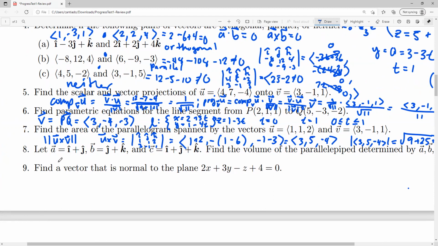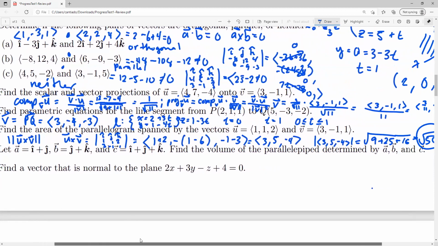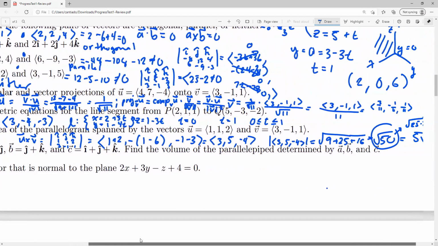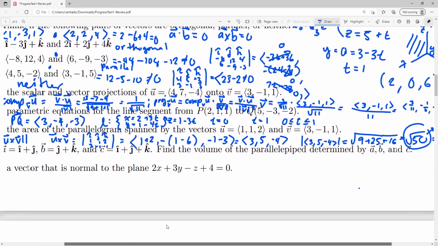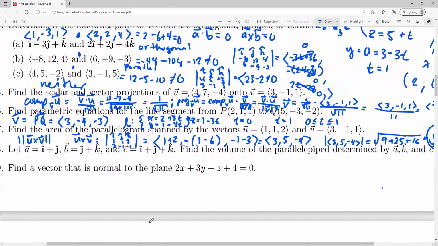Looking at question 8 now, we have 3 vectors, A, B, C. What are we looking at? Find the volume of the parallelepiped determined by A, B, and C. Now, if I remember this correctly, this is the triple scalar product formula, if that's what it's called. It is going to be the dot product with the cross product. So it's A dot B cross C, right?